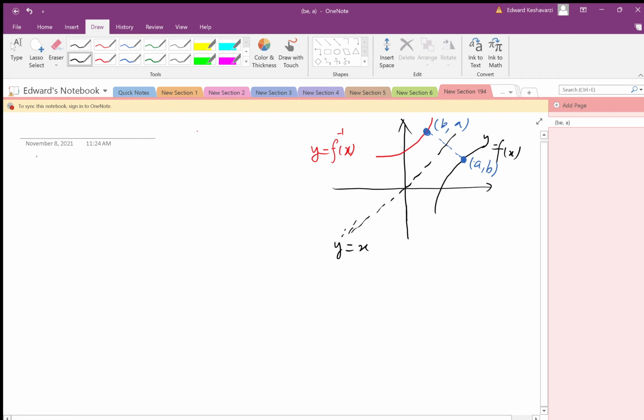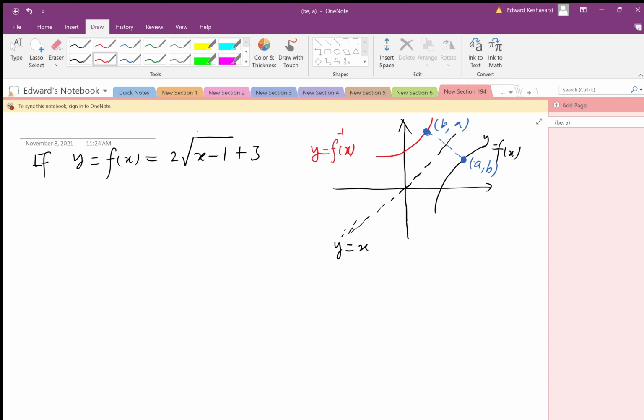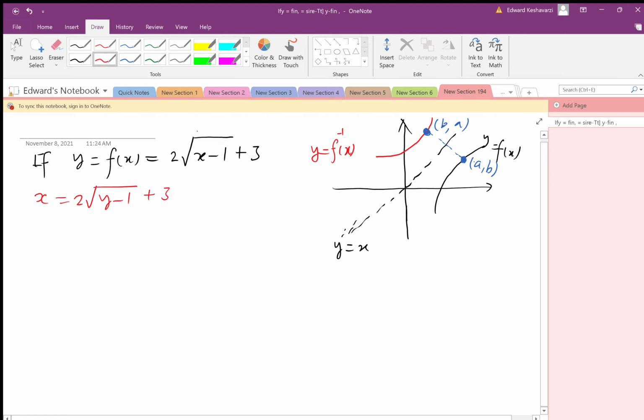For example, let's say y equals f of x equals 2 square root of x minus 1 plus 3. How am I supposed to get the inverse function? We just discussed that. We can switch x and y. So therefore, I'll switch x and y, and I'll get x equals 2 square root of y minus 1 plus 3. Now we need to isolate y.